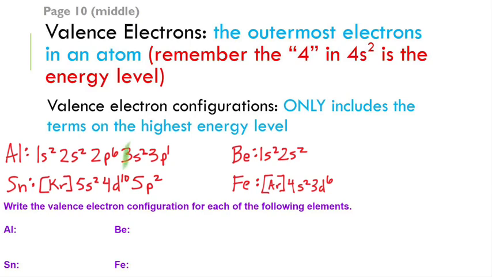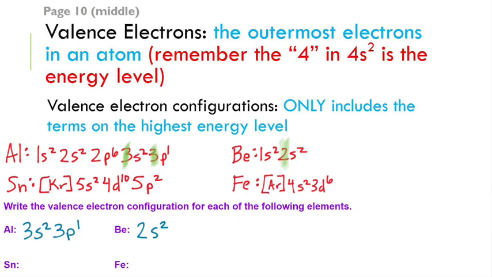And for aluminum, the highest energy level is the third. And we actually have 2 terms here who both have some third energy level electrons, the 3s2 and 3p1 terms. So both of those are going to be in our valence electron configuration. And that's all that we got to keep. No noble gas, no extra stuff, just 3s2, 3p1. For beryllium, the highest energy level that we get to is the second energy level. And there's only 1 term there in that second energy level, so that's all that we bring down, 2s2. That's it.